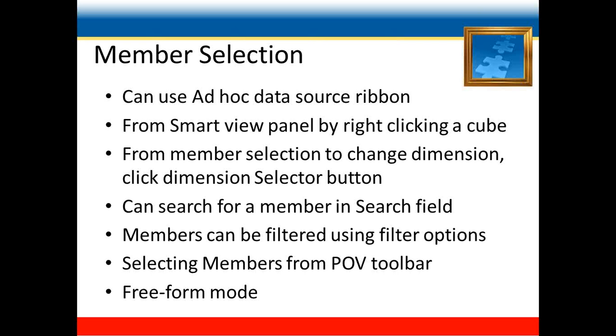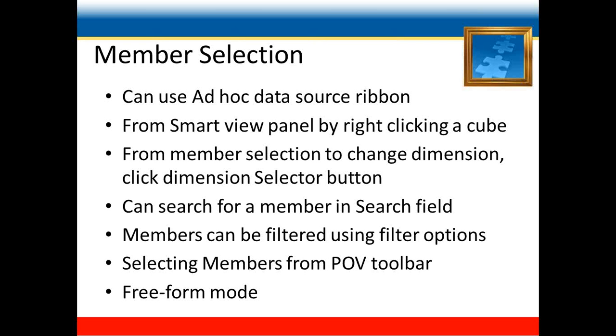If we want to change the dimension for which we want the members, then we can use the dimension selector button in the dimension selector dialog box. We can directly search for a member in the search field too if we know the member name. These members can then be filtered using filter options. Also we can select members using the point of view toolbar that we are provided in the worksheet. We can see some ellipses down the dimension name, and if we select those ellipses, we will again be presented with the member selection dialog box.